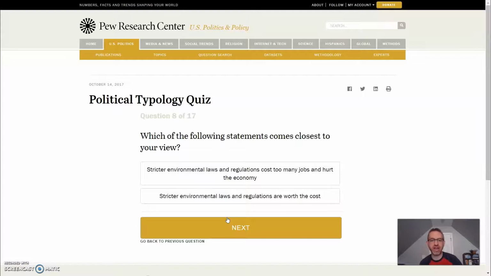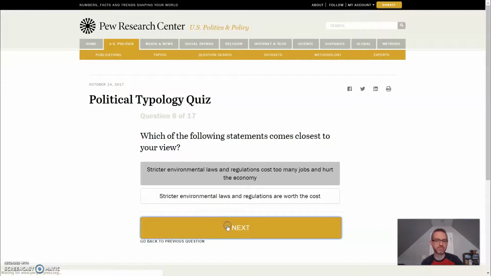Or do you think that, yeah, that might be true, but it's worth the cost? That's the second option. Stricter environmental laws and regulations are worth the cost. Okay. If you think that's the case, so yeah, it costs money, but you've got to protect the environment because it's all we've got. And we want to protect it for our kids, and it really is a problem, then you might say the second one.